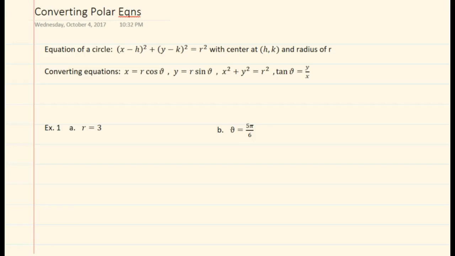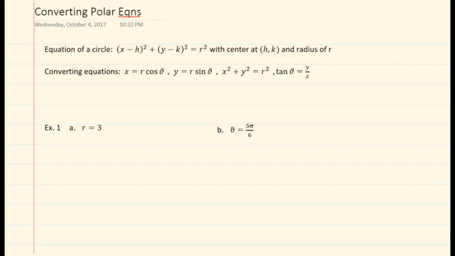Converting polar equations into rectangular equations. There are a couple of things we need to remember from college algebra and from converting polar coordinates into rectangular coordinates that were discussed earlier in this unit. First, we need to recall that the equation (x − h)² + (y − k)² = r² is that of a circle with the center at the point (h, k) and with a radius of r.